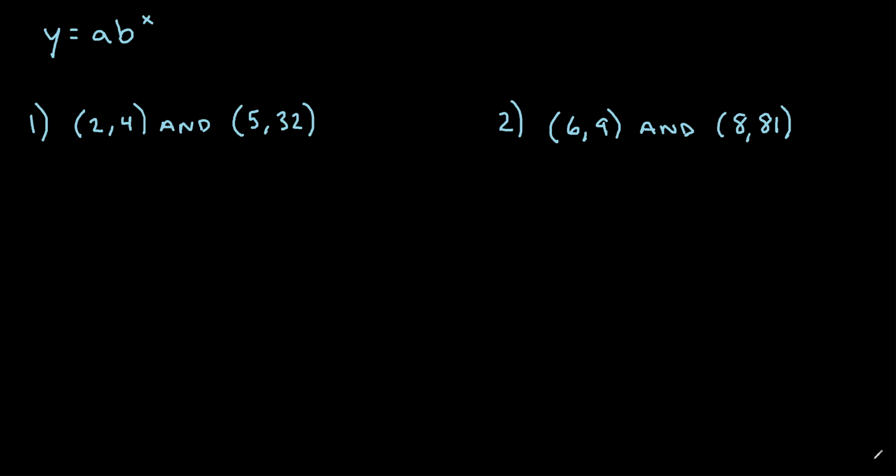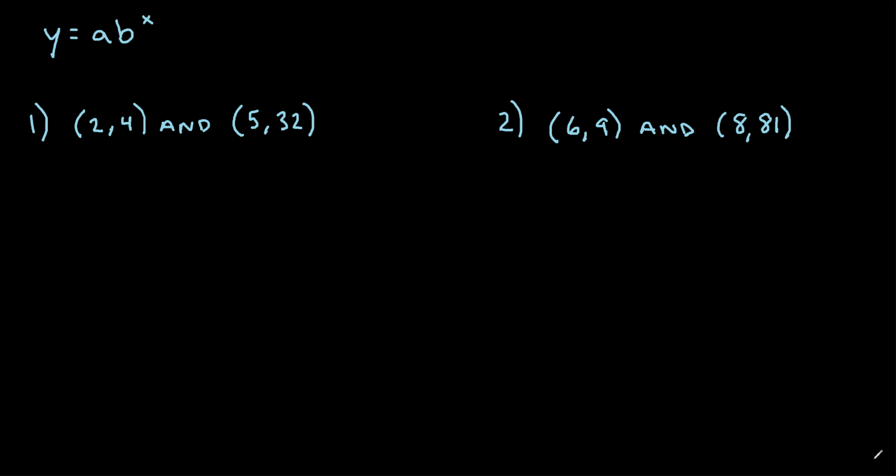In this video, I will explain how to find an exponential function given 2 points. So an exponential function is written in the following form: y equals a times b to the power of x. So I have a couple examples for us to work through here. Let's check out the first one.